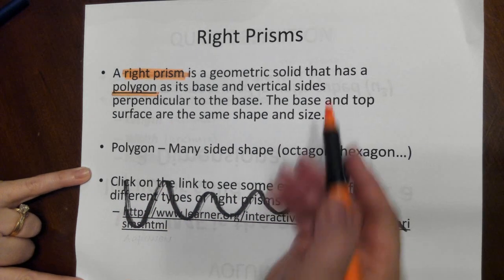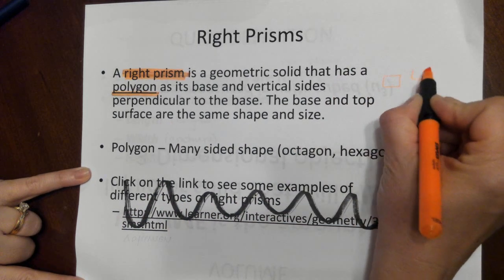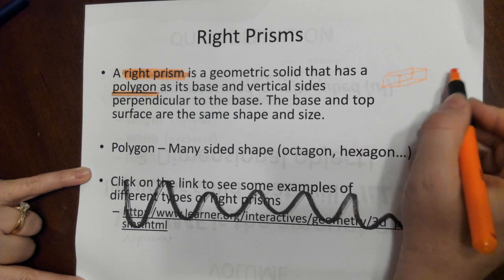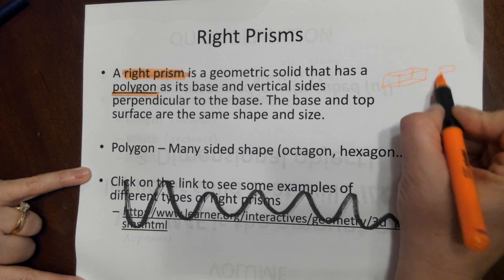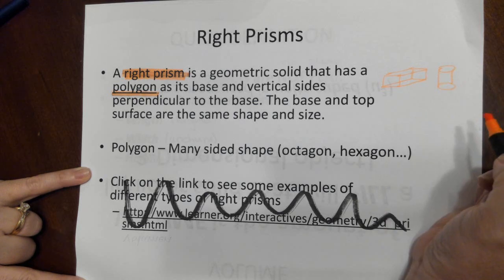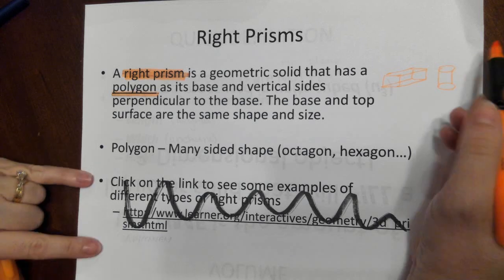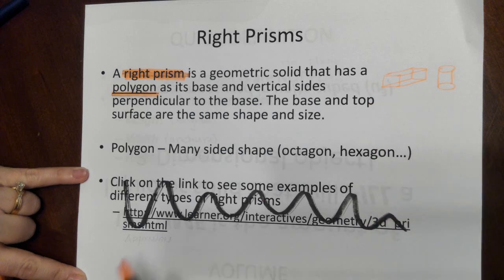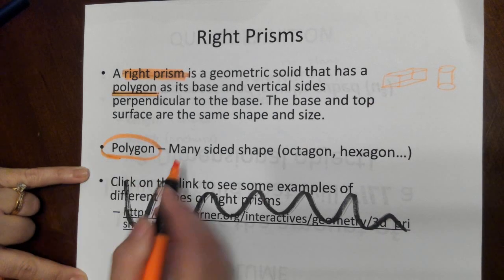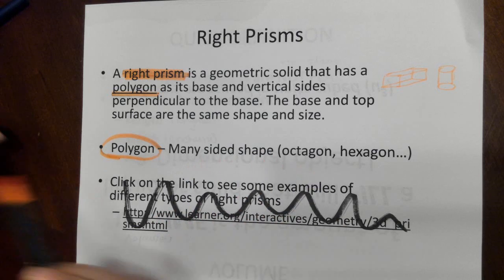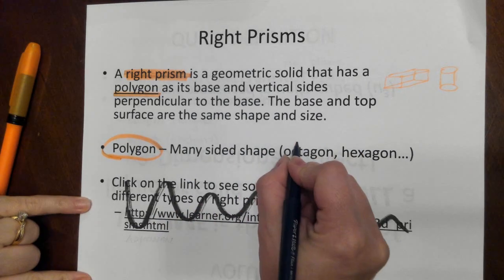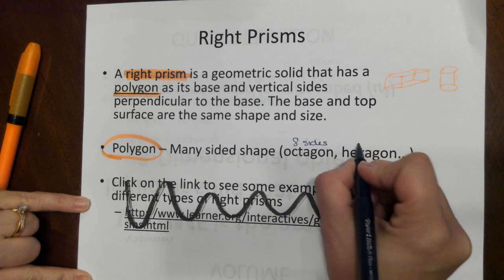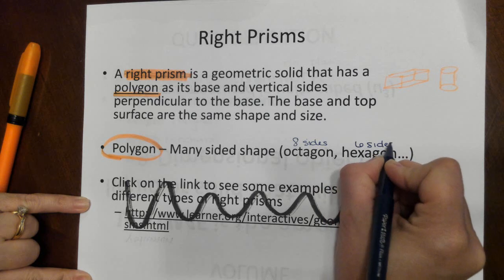So you could think of a rectangular prism as like a box. You could think of cylinders. Those types of things are prisms where the bases are the same shape and they have vertical sides. So a polygon is a many-sided shape like an octagon that has 8 sides, don't forget, and a hexagon which has 6 sides.